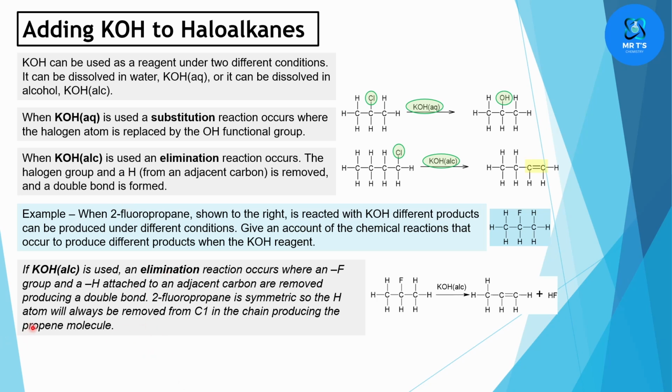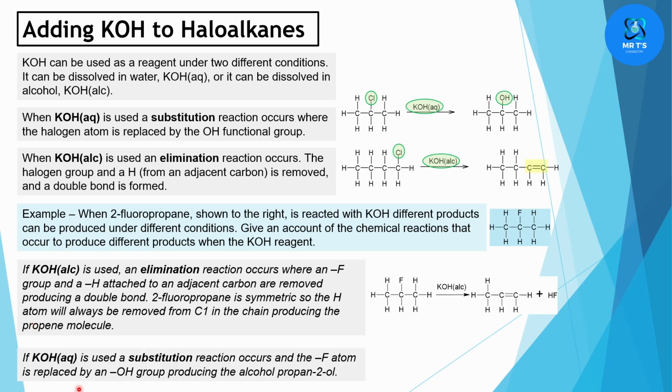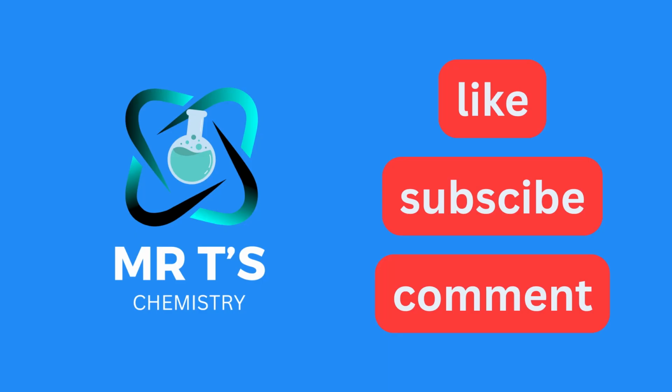Now we're going to talk about the other conditions, the other way that the reagent can be, which is dissolved in water, aqueous. And remember, if it is aqueous, it's going to make the alcohol. So this is going to be a substitution reaction. In this case, the fluorine is going to be replaced by an OH group and it's going to produce the alcohol propan-2-ol. And this has all the information we need to get a full answer that might get an excellence grade. Hopefully this has been helpful.